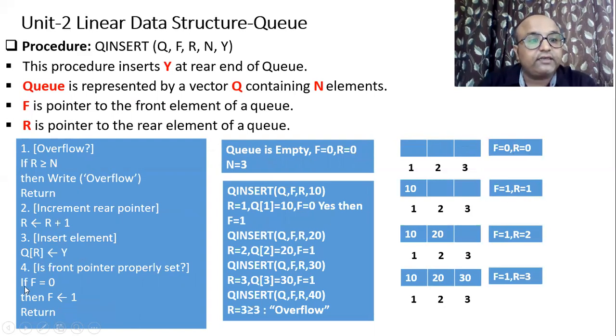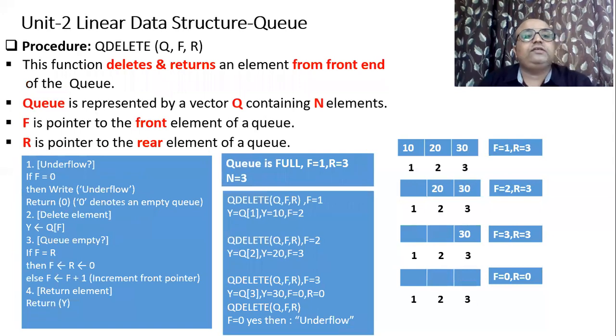1. See here, if f equal to 0, then f equal to 1. That was the case with the insert algorithm. So if there is any element in a queue, then definitely the value of f will be 1. This was the case with insert. So by checking the value of the front pointer, we can check whether there is any underflow or not.